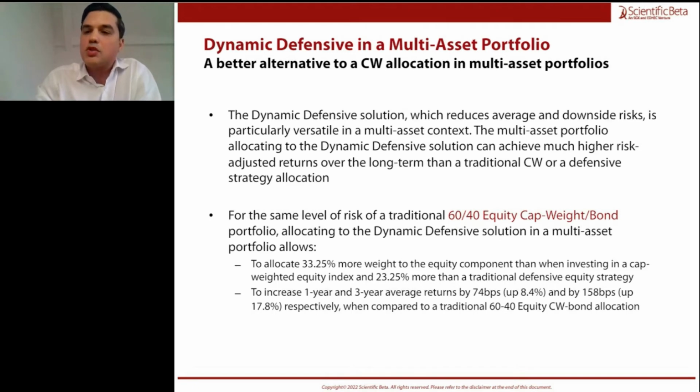In terms of returns, this means that for the 1-year horizon, it's an average benefit of 74 basis points. On a 3-year horizon, this is an average of 158 basis points benefit compared to the traditional 60-40 equity bond allocation. So these are the kind of benefits that the investor can start to see if he incorporates the dynamic defensive into the overall multi-asset portfolio.